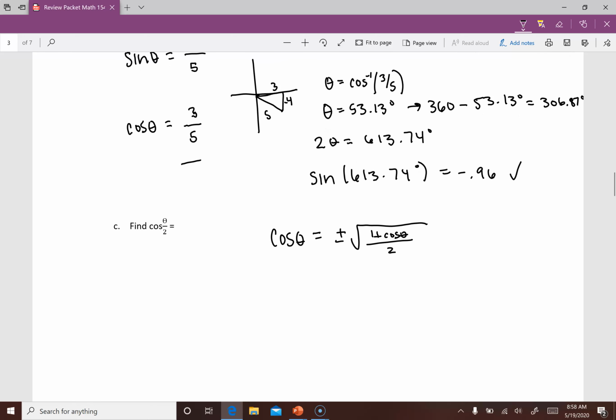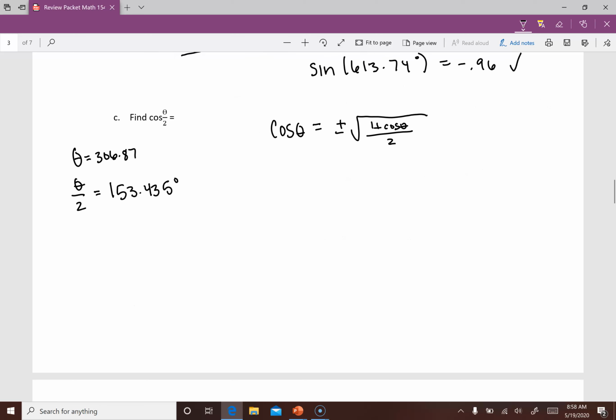Well, guess what? We've already found what theta is in this problem. We know that theta is equal to 306.87. So theta over 2 is going to be equal to 153.435. Well, that still doesn't help us unless we look at the picture. Where is 153? Roughly it's about here, right? So we're talking about this angle right here being theta over 2.